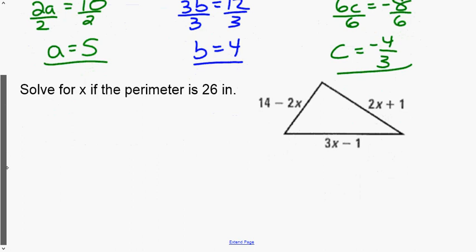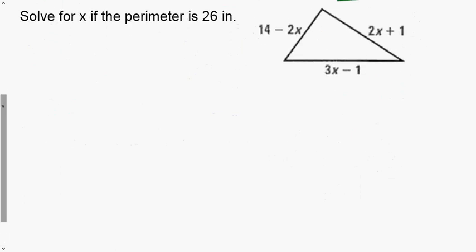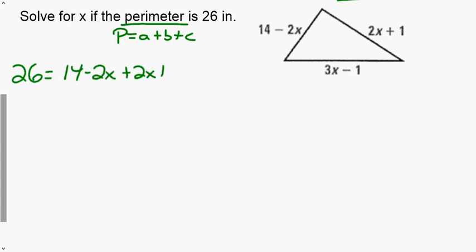All right, we got a couple perimeter problems and we'll be done. How do I find the perimeter of a triangle? I add up all the sides. So perimeter equals a plus b plus c. So I'm going to say the perimeter, which in this case was 26, is equal to, and I'm just going to start with the one on the left, 14 minus 2x plus 2x plus 1 plus 3x minus 1.